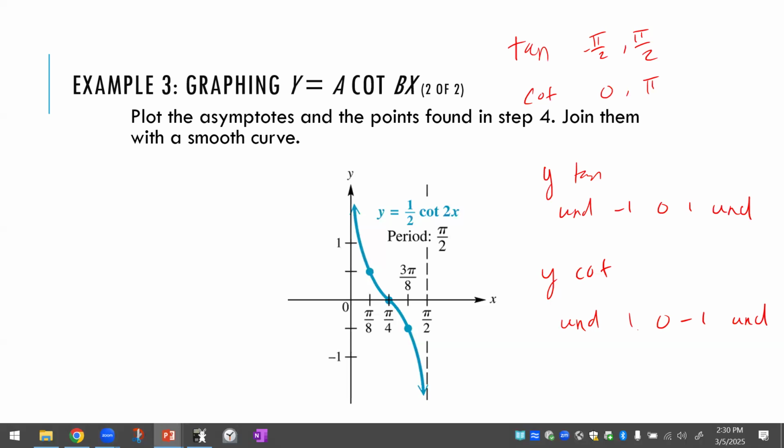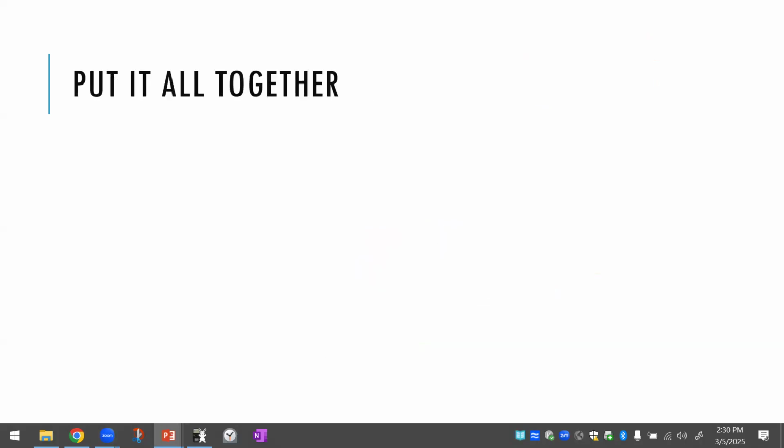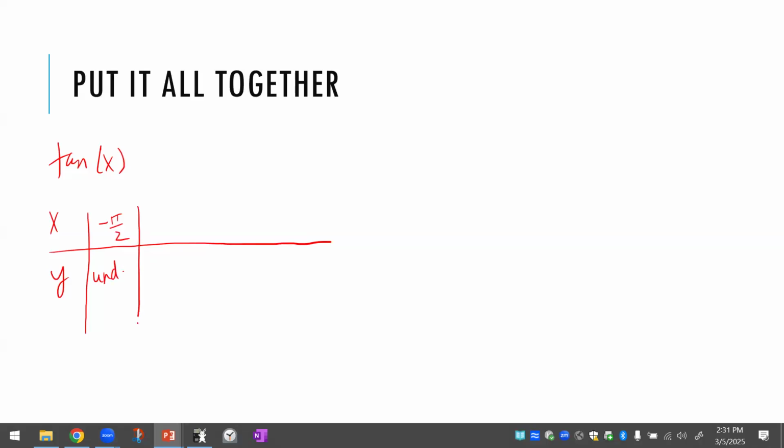And so that's how we end up with our cotangent. And then putting it all together, we're going to make a table of it just side by side so you can compare. So we're going to start off with tan of x, your x's and your y's. So our first x is at negative pi over 2, and at negative pi over 2, it's undefined.